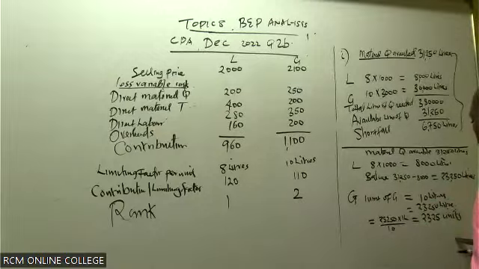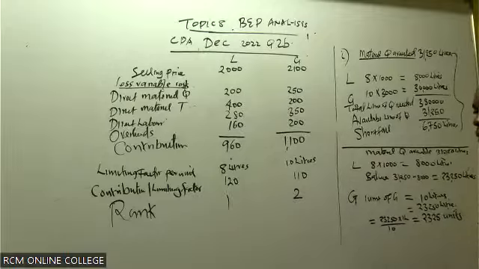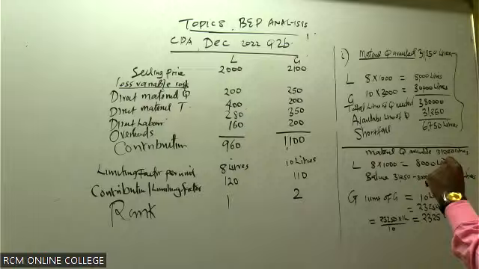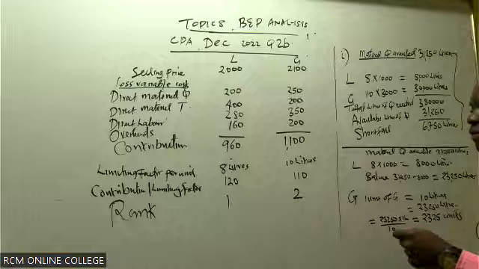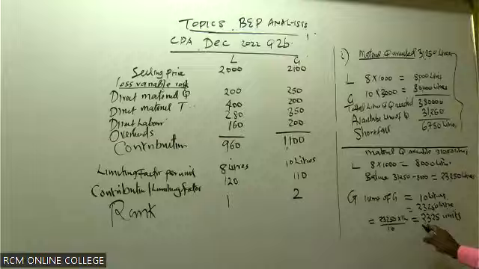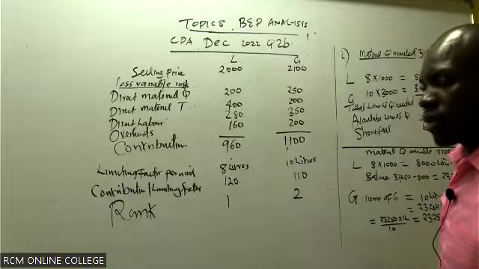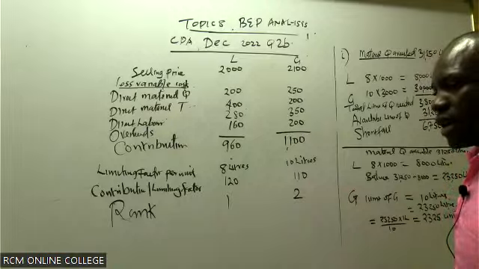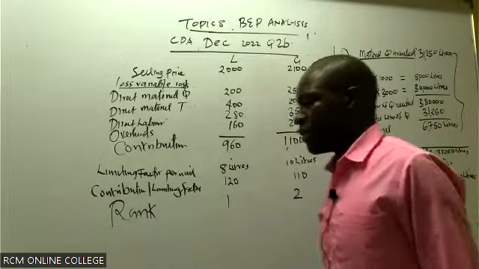How many units will they not produce? Because they can only produce 2,305, but the total demand was 3,000. So 3,000 minus 2,305. Tunabaki na ngapi? 695.